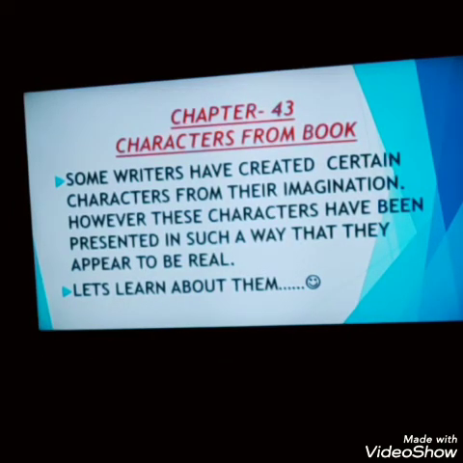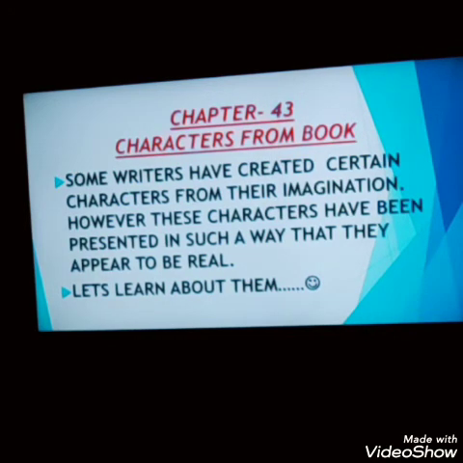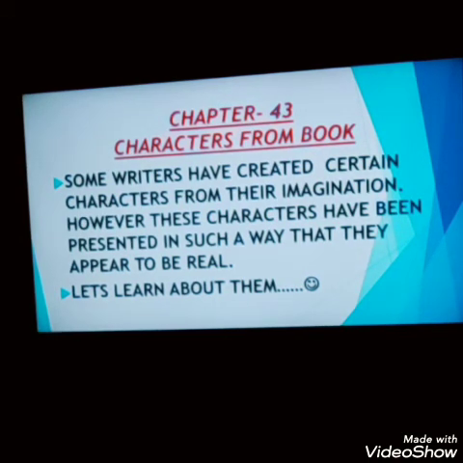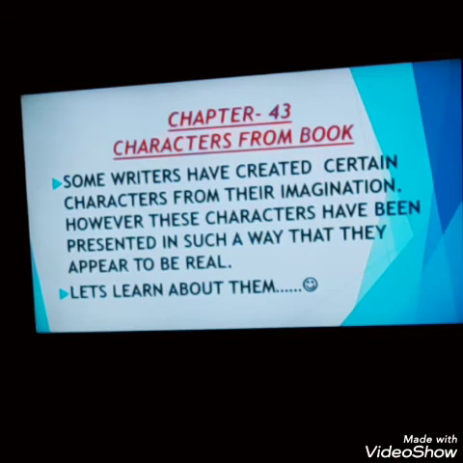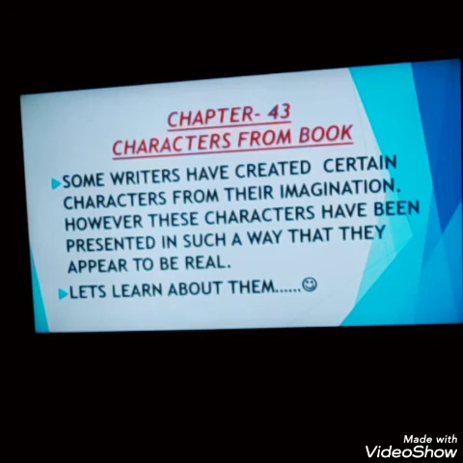So let's come to chapter number 43, characters from book. Some writers have created certain characters from their imaginations. Means the characters are not in real. We just have imagination for those characters like Mowgli and all. However, these characters have been presented in such a way that they appear to be real. These authors have created these characters in a way that we feel these are real. We feel Mowgli is real.